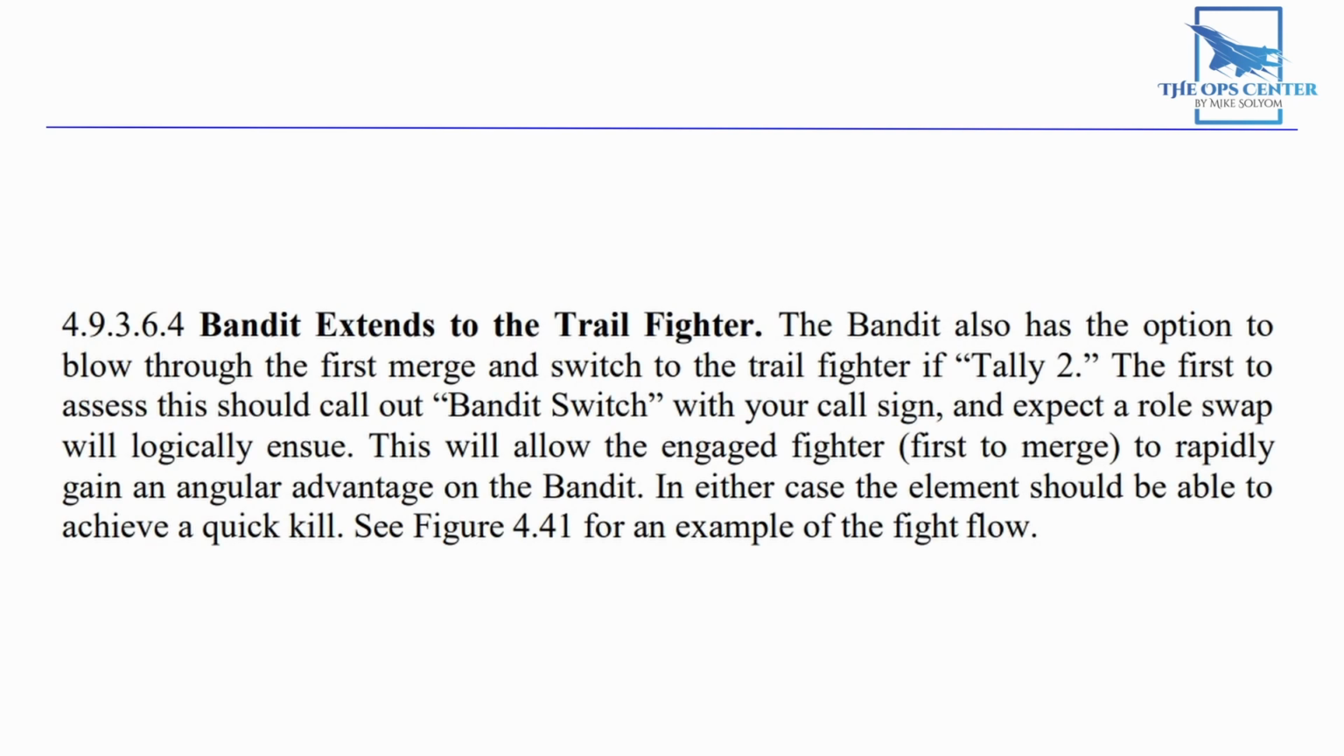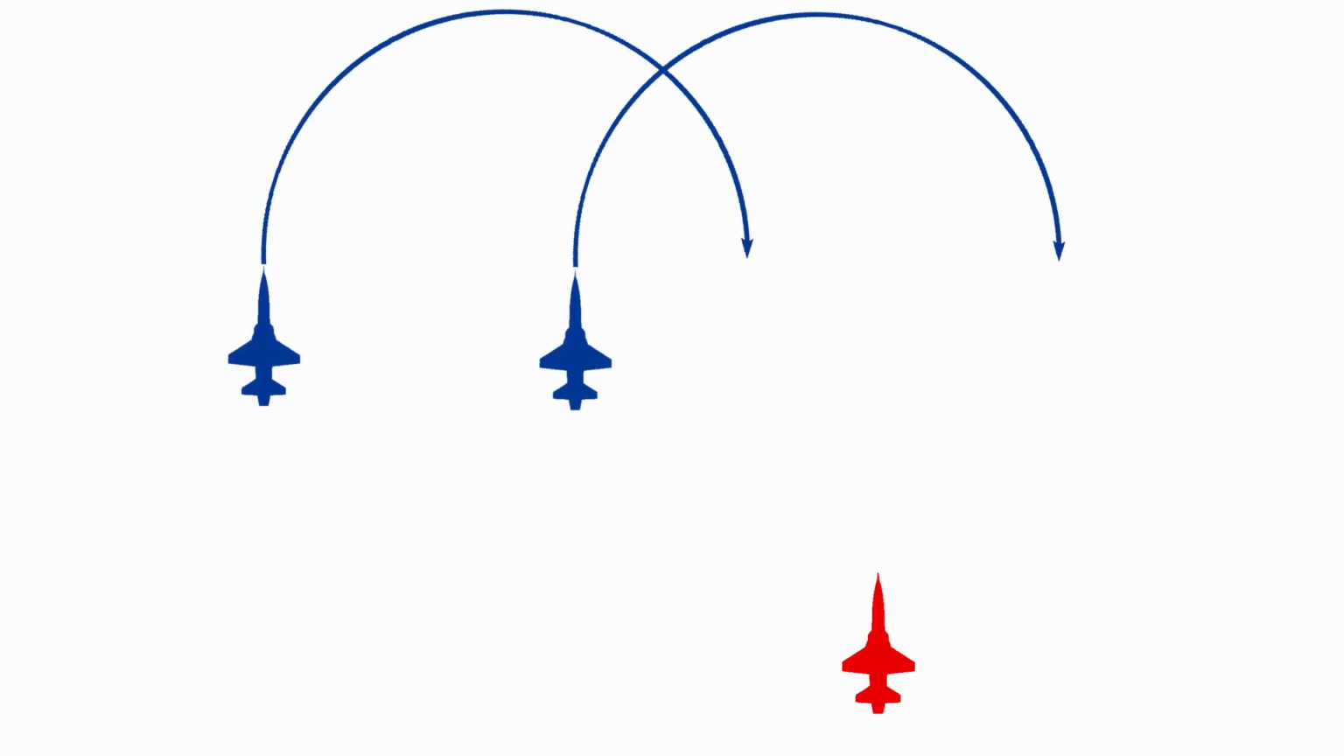The first to assess this should call out bandit switch with your call sign and expect a role swap will logically ensue. When a bandit switches, it can be pretty confusing deciding who is now engaged. During the switch, it's likely that neither of you is defensive. And you might not be in a good position to tell if your wingman is in a more offensive position than you. So what do you do?